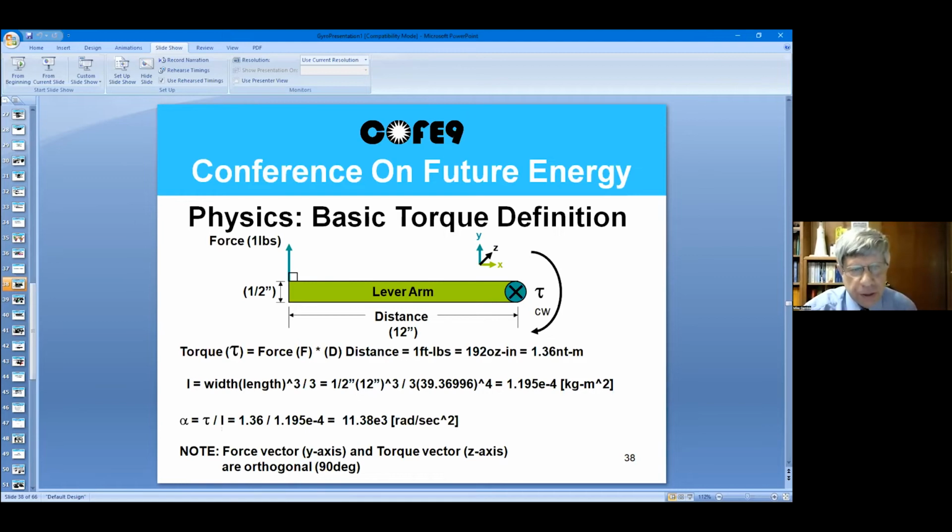When you take the torque and the inertia to get acceleration, you get 11.38 e to the 3 radians per second squared. What actually happens after you get rid of the math is the mass of the lever arm delays the acceleration or the application of the torque, because you have to accelerate the mass of the lever arm. So it's kind of a delayed response. And here again, you have orthogonal vectors. Your force vector and your torque vector are 90 degrees apart.